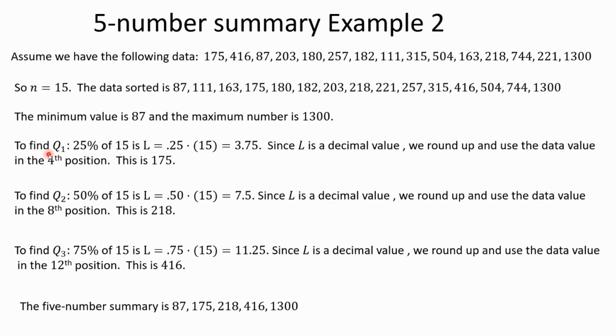So for Q1, you get L, which is 0.25 times 15. Use a calculator if you have to. You get 3.75. Well, that's a decimal, isn't it? So we're going to round up to 4 and use the data value in the 4th position: 1, 2, 3, 4. This is our Q1, 175. Okay, that's good.